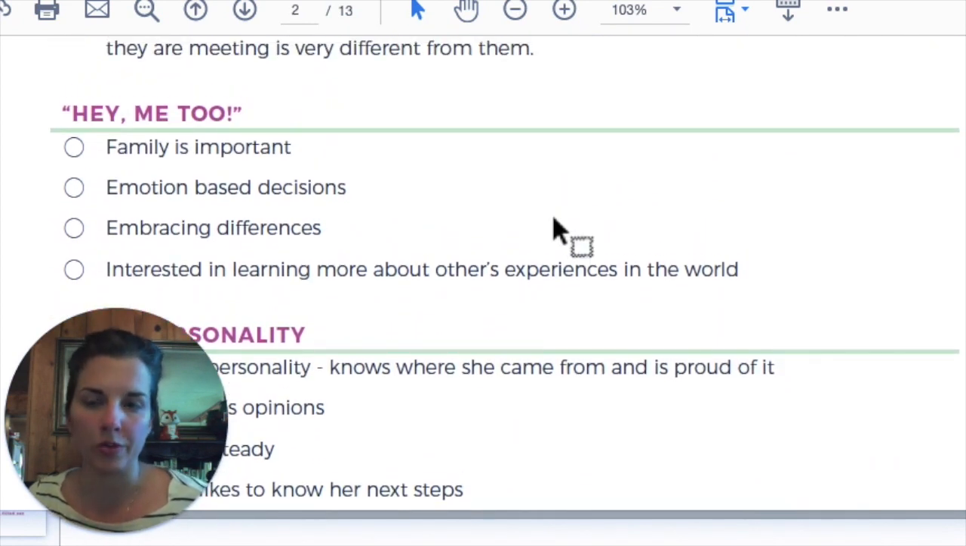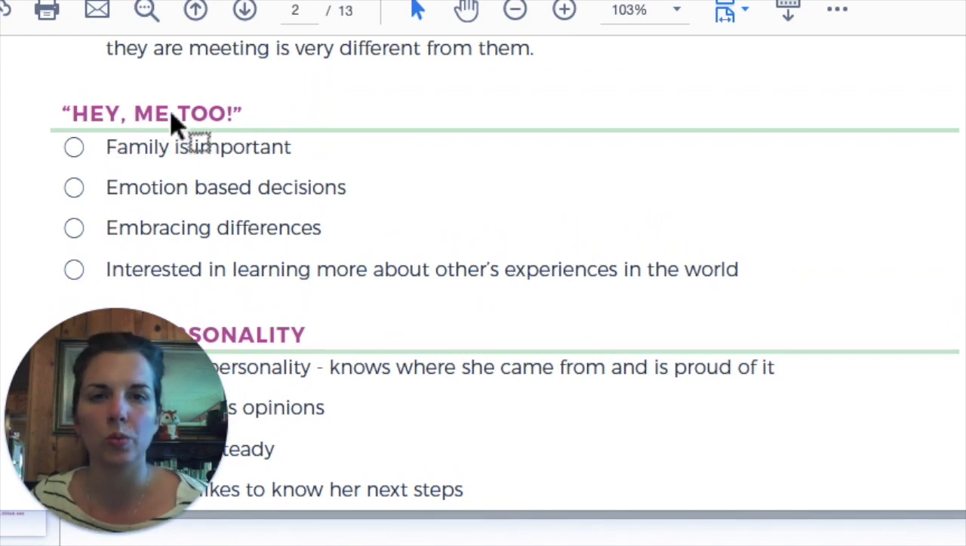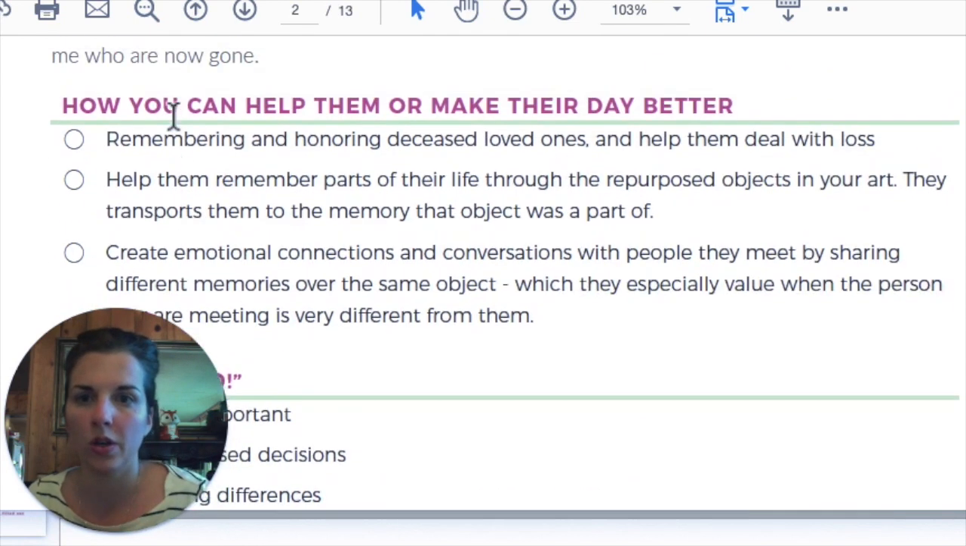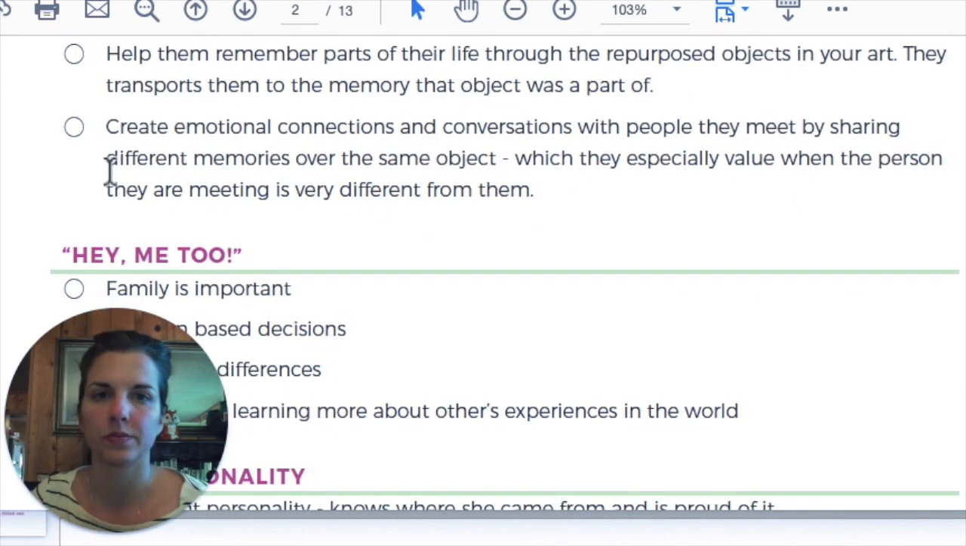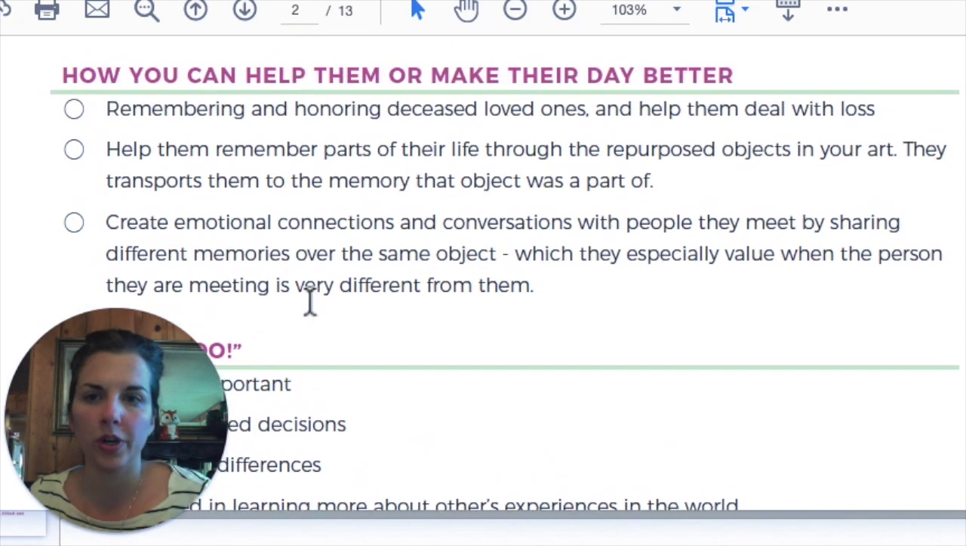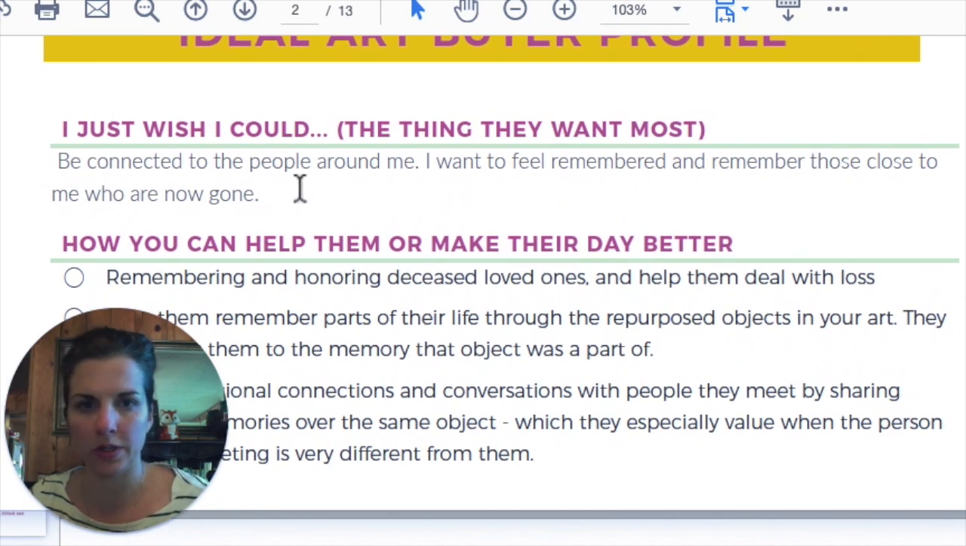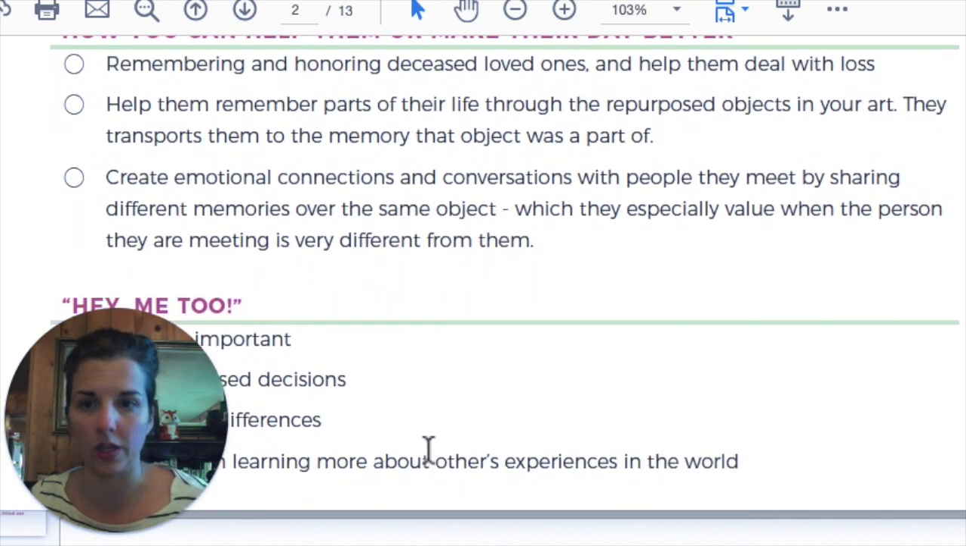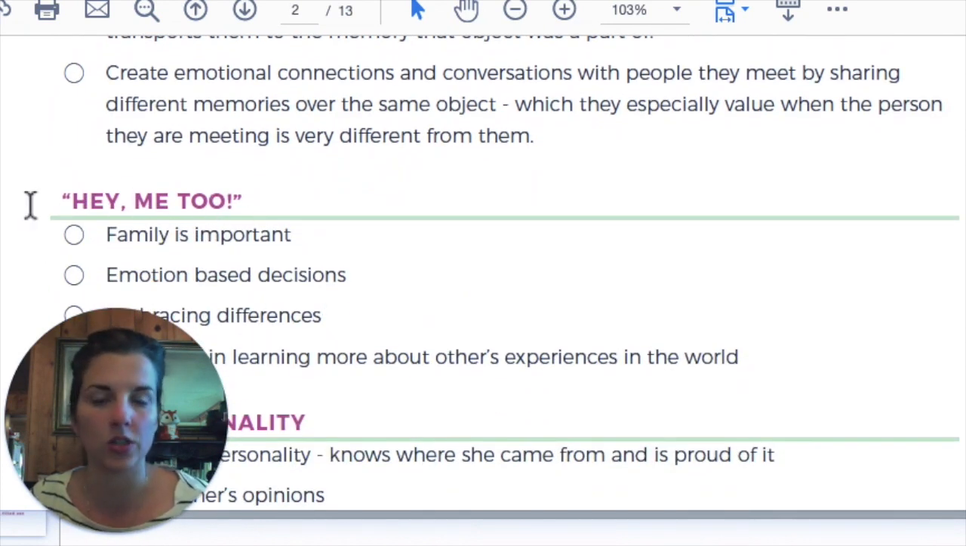And then you're going to go through and you are going to find the things that you would have in common with someone who felt all of these things. We're going to compare that to her profile now and see if that fits her ideal art buyer profile. So if family is important to her, would family be important to this person? Of course, definitely. So we are going to put that in this section, the Hey Me Too section. Doesn't matter why we're putting them in these sections. It does, but I will get to that in the next video.